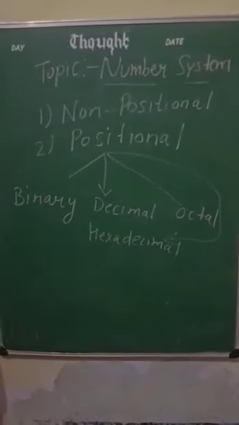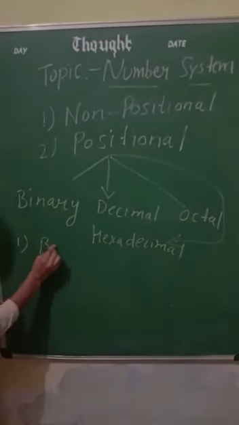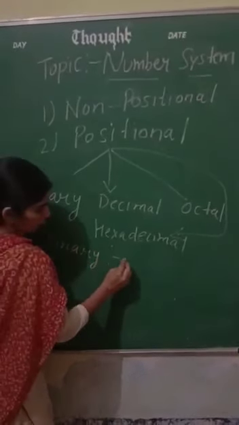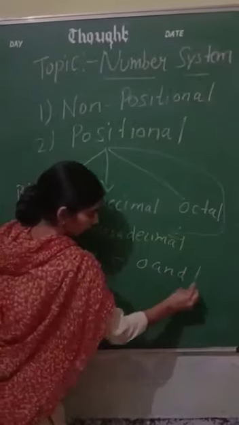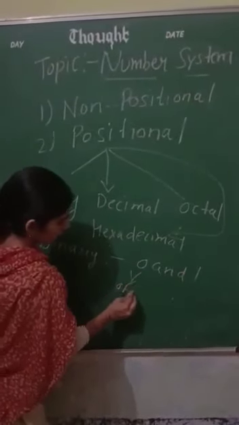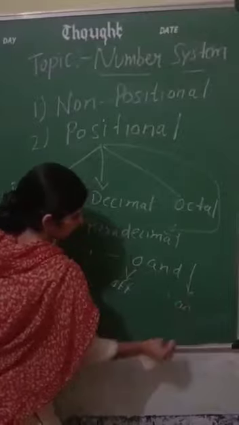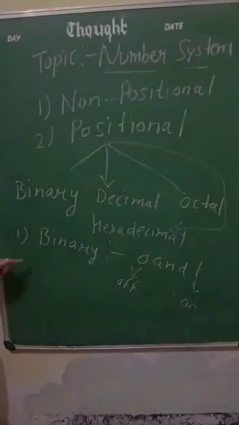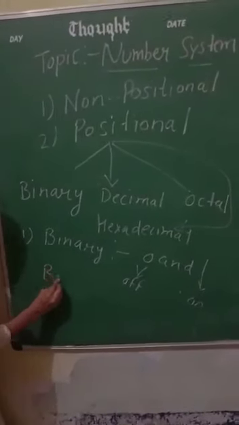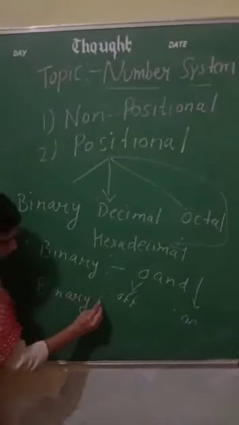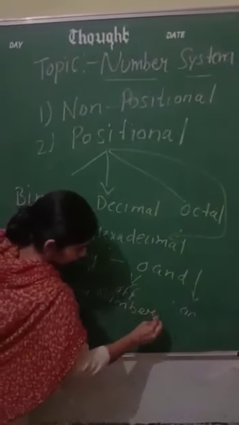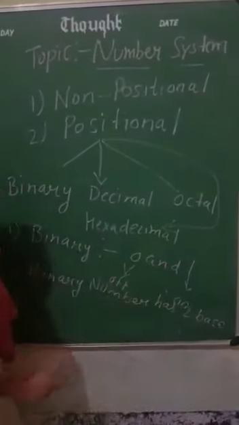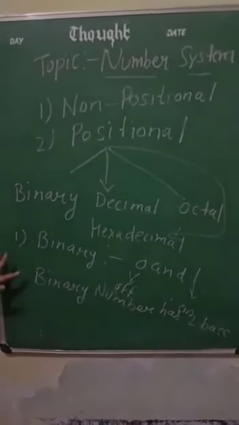First is binary, beta. What is the meaning of binary? Binary is made by two numbers, 0 and 1. 0 means off state and 1 means on state. So in binary we use 2 digits. So what is the base of binary? 2. Binary has base 2, because we are using only 2 digits, that's why the base is 2.